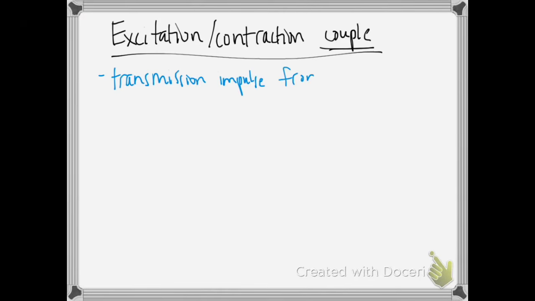from a neuron to a muscle that results in the contraction. So it results in contraction of muscle.